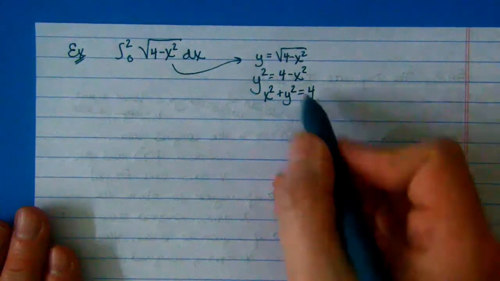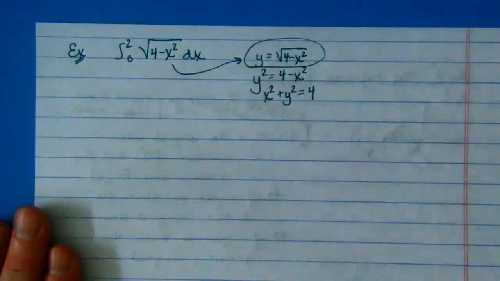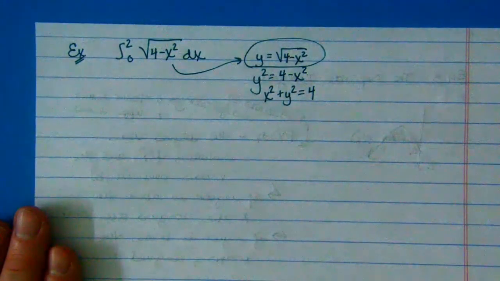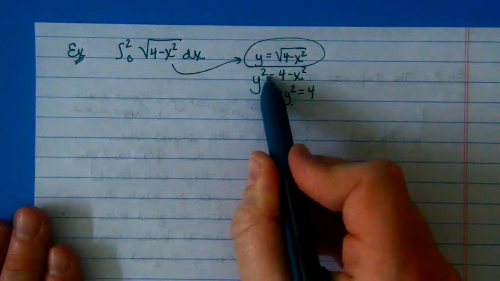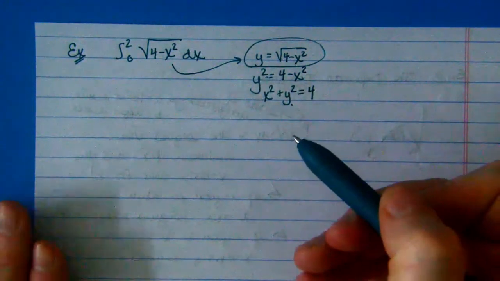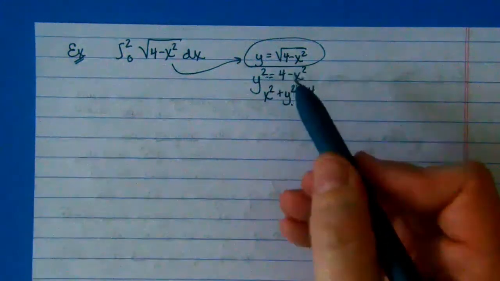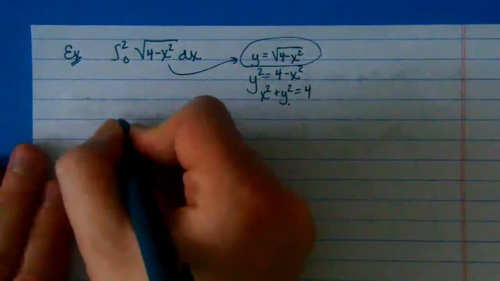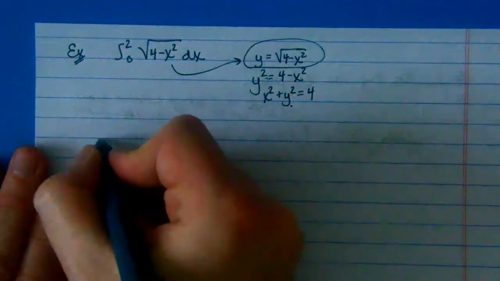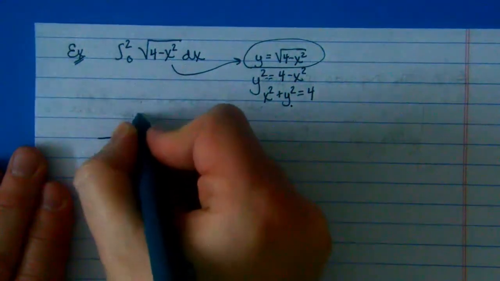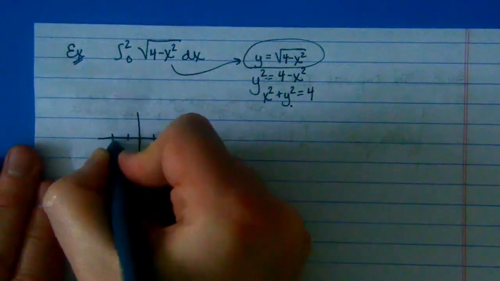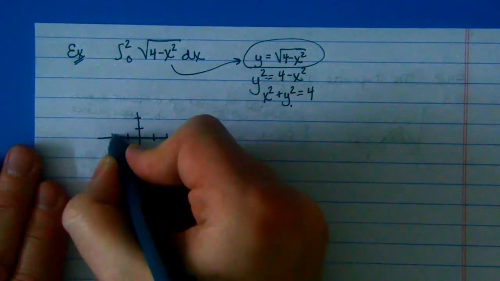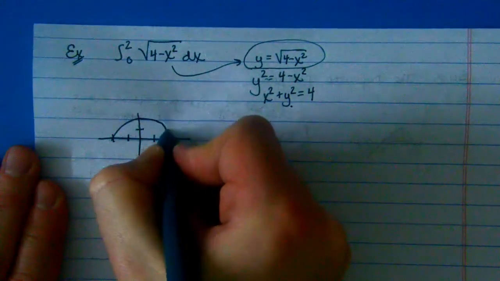Now, this, however, is not an entire circle. Because if I was solving this thing for y, and I had to undo my square, I'd have to take the plus or minus square root. Because I just took the positive square root, this is just the top half of a circle. My graph is going to be a semicircle, and it's going to look like this.